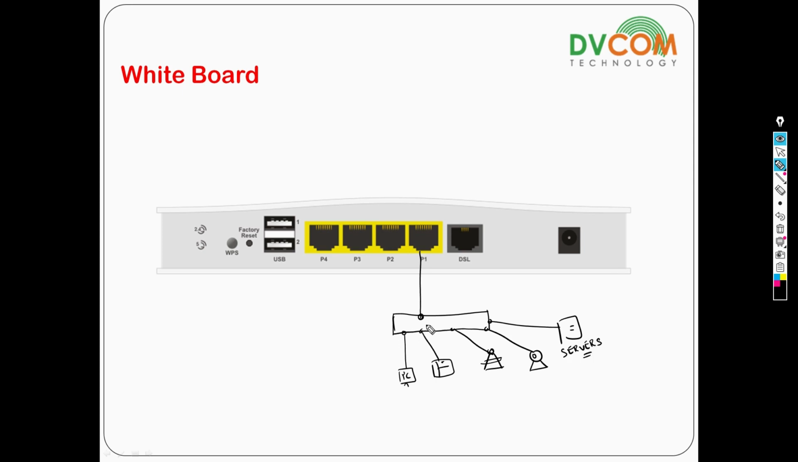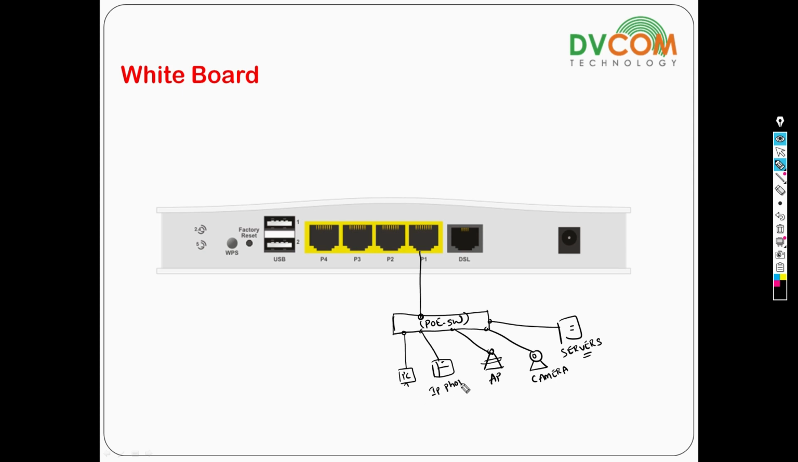So this is my network switch. I can call it a PoE switch. The advantage of the PoE switch is that if you are going to connect any IP phones or access points, this is my access point, this is my camera, and this is my IP phone.